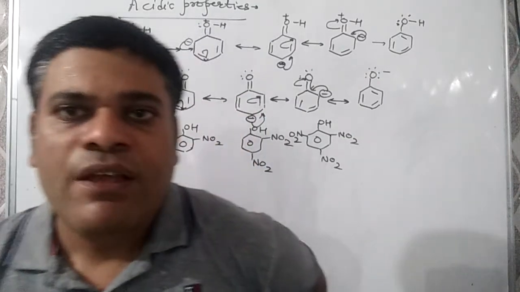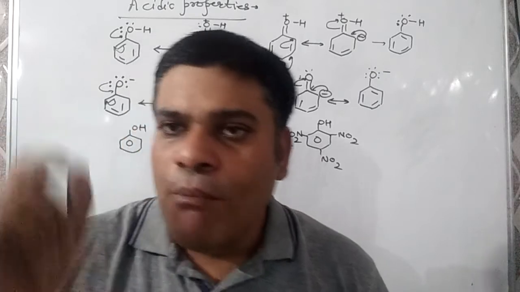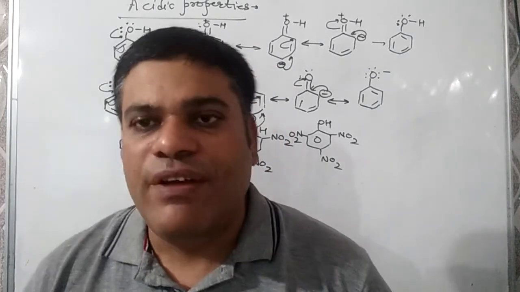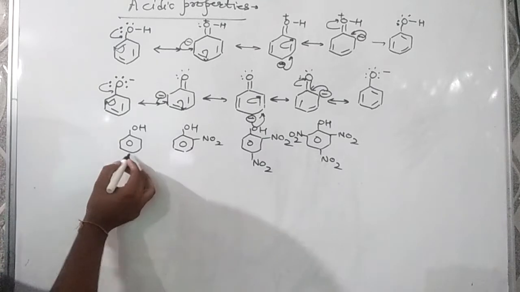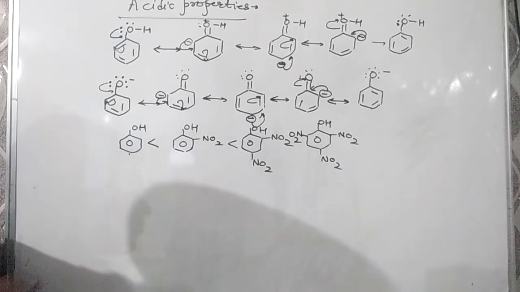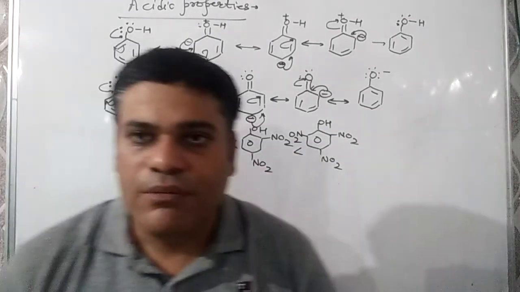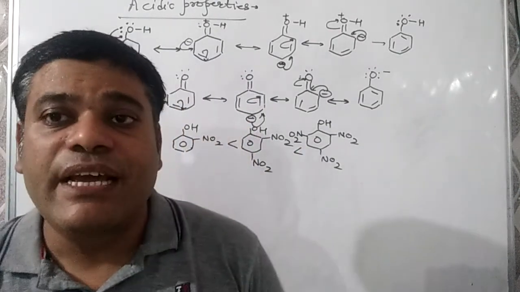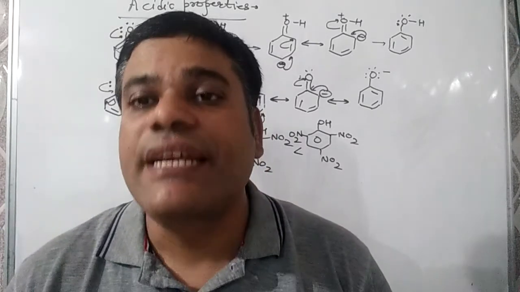So here, first of all, we have to keep in mind: the more the electron withdrawing groups, the more the acidic strength. That's why phenol will be less acidic than 2-nitro, then 2,4-dinitro, and then 2,4,6-trinitro, because the more the electron withdrawing groups, the more the acidic strength.